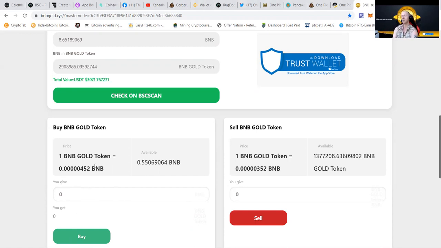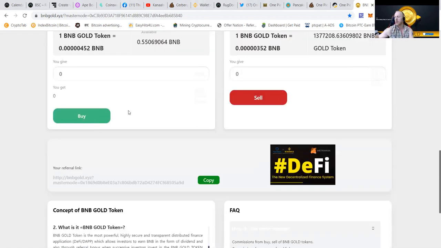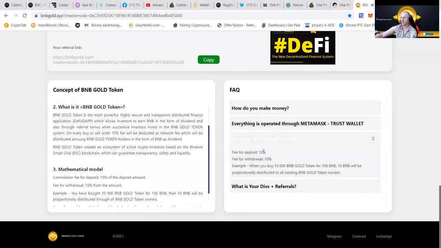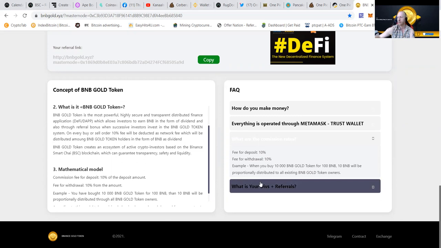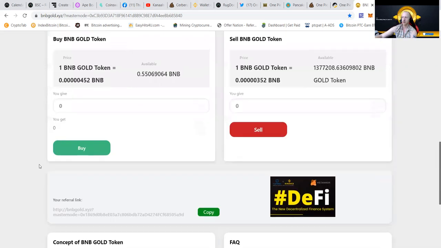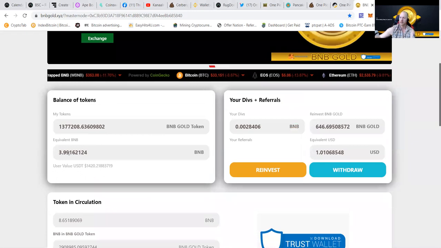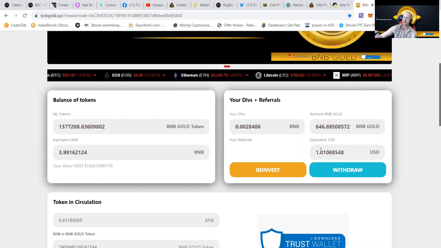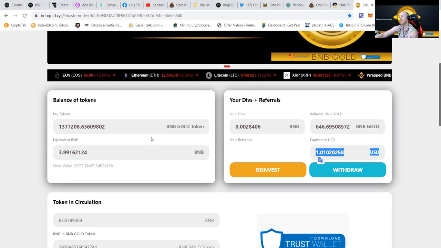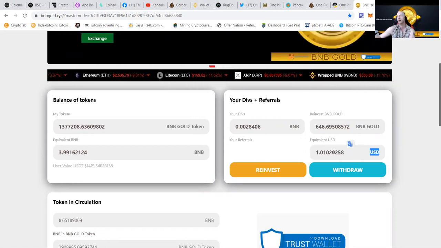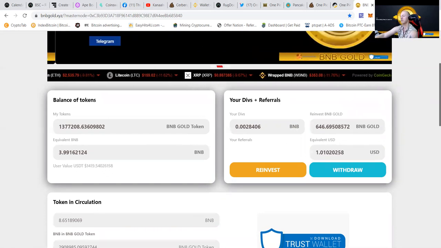I know there are a lot of people from Suriname here in the contract and also a lot of people from all over the world, as the project is growing at the moment. You can see that the commission rates are: fee for deposit 10%, fee for withdrawal 10%. When you buy 10,000 BNB Gold tokens, 10 BNB will be distributed to all existing Gold token holders. If we check now, I got 3.99. I put in 3.6, but of course, like I told you, a small percentage is spread. From my own buying, because I'm a holder, I got some divs, like $1, from what is spread over all the holders.